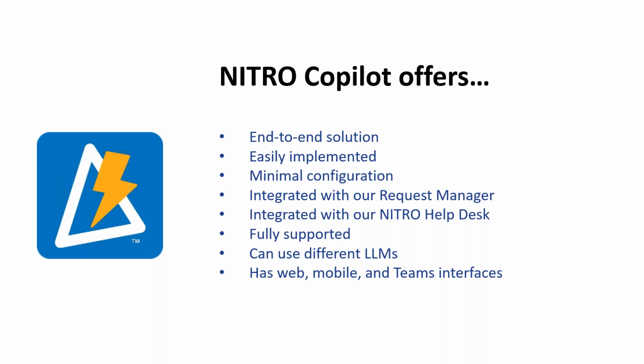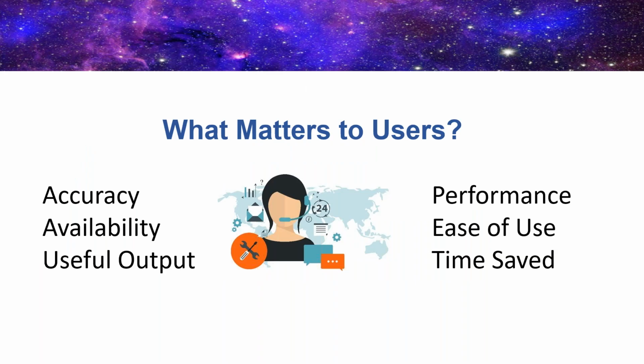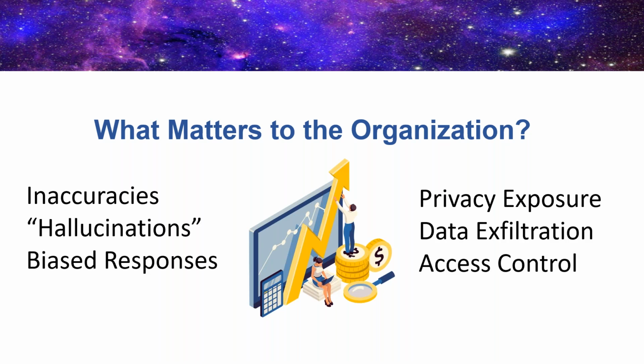There are a number of YouTube videos and conferences I've been to where they talk about the limitations of that. And we wanted to give a full-featured end-to-end solution that already incorporates our business process automation. So it's a very interesting approach. We look at what matters to users: accuracy, performance, availability, ease of use, useful output, and the time saved. What matters to organizations: look at all these, avoiding the things on the left, inaccuracies, hallucinations, and biased responses. That's very important, that you don't get bias or discrimination, and then on the right, exposing private information or data exfiltration.